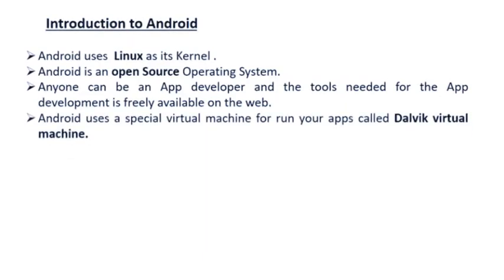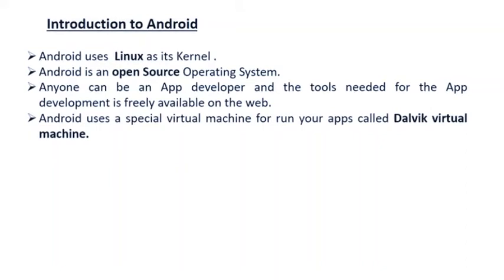Android uses a special virtual machine to run your apps called the Dalvik Virtual Machine. We all know that when you compile a Java class, it will convert into a Java bytecode. So for executing that Java bytecode, we need some virtual machine. But in the case of Android, we need a special virtual machine called the Dalvik Virtual Machine.